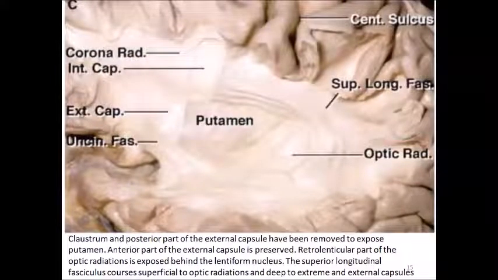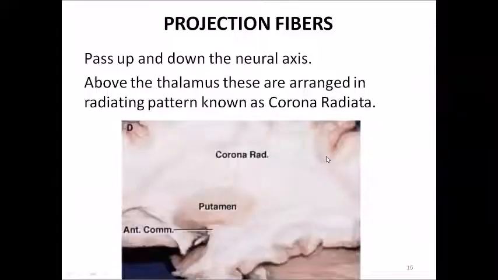And this is a further dissected view in which the claustrum and the posterior part of the external capsule have been removed, putamen is exposed, and the retrolenticular part of the optic radiation is exposed behind the lentiform, and the superior longitudinal fasciculus courses superficial to the optic radiation and deep to the extreme and external capsule.